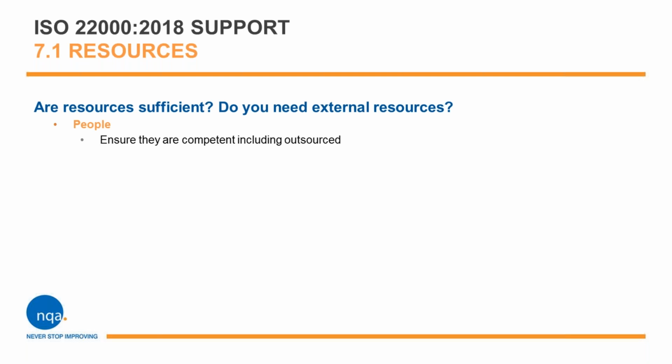Version 2018 states that we need to evaluate, first of all, if we have resources for our activities. Then, are they sufficient? Do you need external resources? This is first what you need to consider for the activities. And then we are going to be talking about all of these changes introduced in the different requirements of this section. So for example, for people, we need to ensure that they are competent, including outsourced.